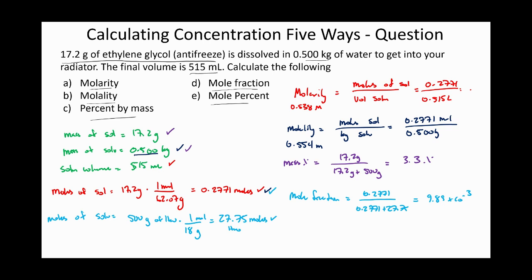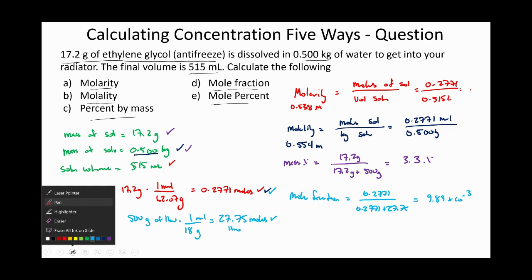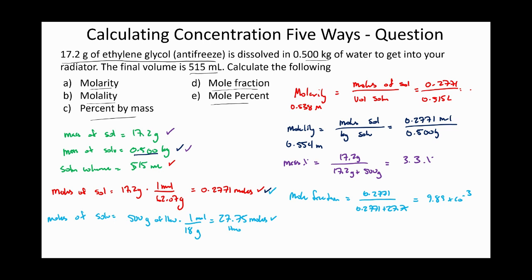And then finally, in order to get our mole percent, we'll just take that and then we'll multiply it by 100. So our mole percent is just equal to our mole fraction from before times 100%. And we'd get that in this case, that's 0.989% by a molar amount. Okay? And so hopefully those are all the answers you got before.